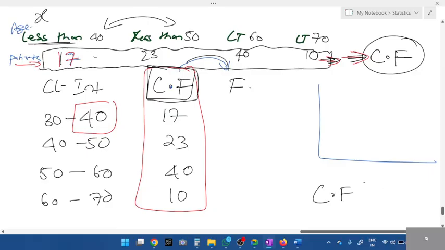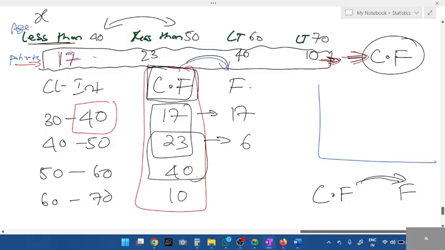From cumulative frequency to frequency, are the values increasing or decreasing? Tell me, students, are the numbers increasing or decreasing? Decreasing, right? So you have to add or subtract? Subtract. Keep the first one as it is, 17. How do you subtract the next one? Take 23 minus 17. What is 23 minus 17? You get 6. Next, take 40 and 23.